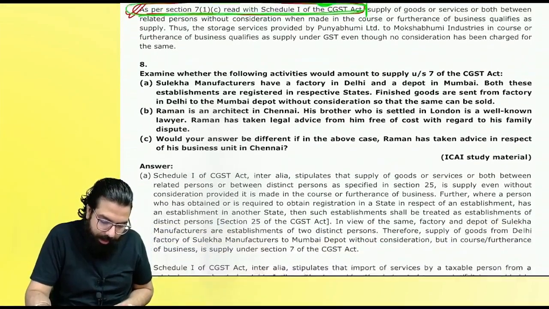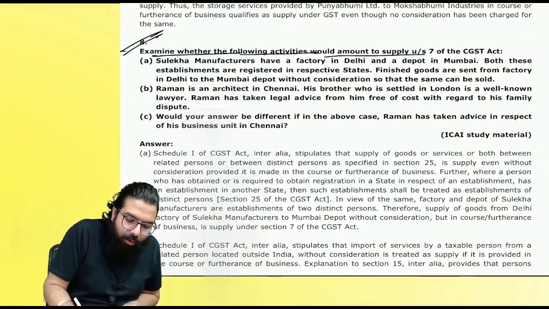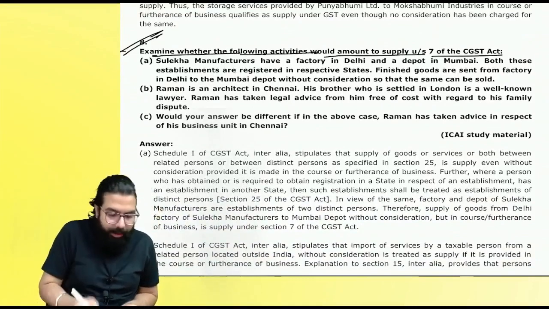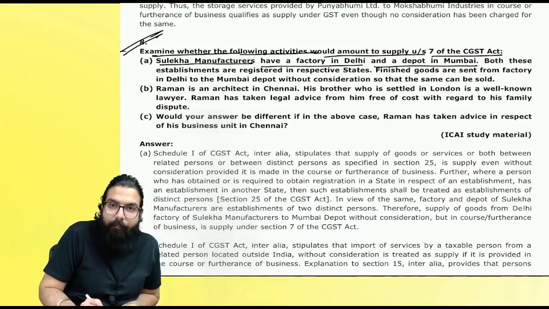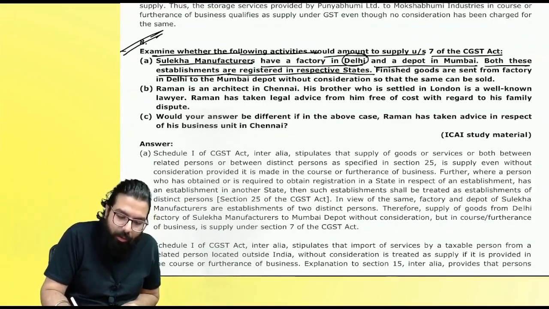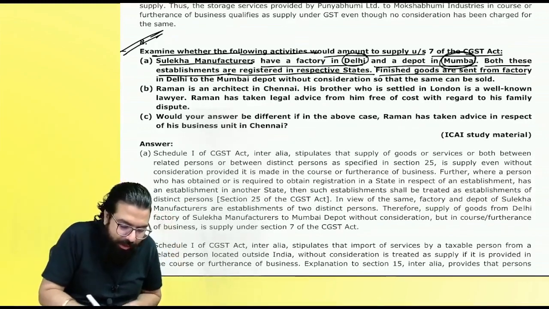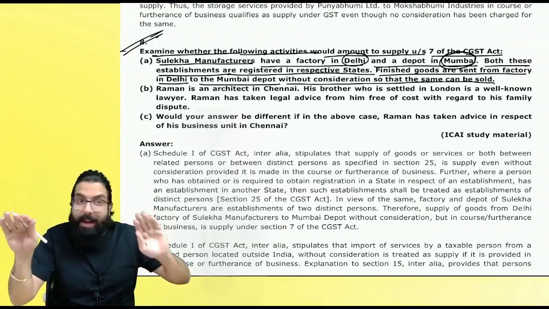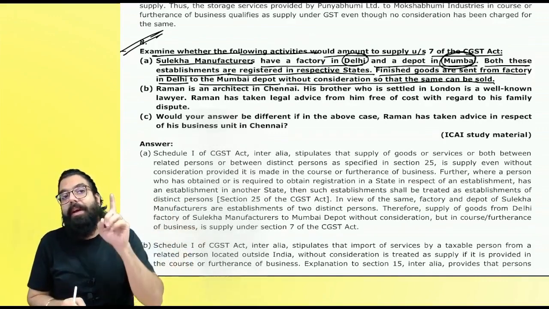Next. Everyone over here. Examine whether the following activities would amount to supply under section number 7. They are telling over here, Surekha Manufactures has a factory in Delhi and a depot in Mumbai. Both these establishments are registered in the respective state. The factory is in Delhi, the depot where they are storing the goods is in Mumbai. What will it be? Distinct person. Finished goods are sent from the factory in Delhi to the Mumbai depot without consideration. Supply between distinct person. Stock transfer. Tell it as supply between distinct person.